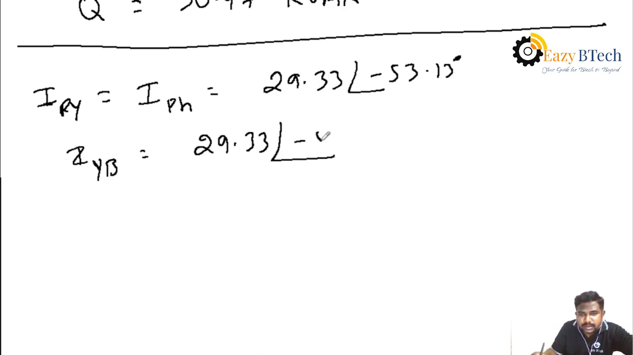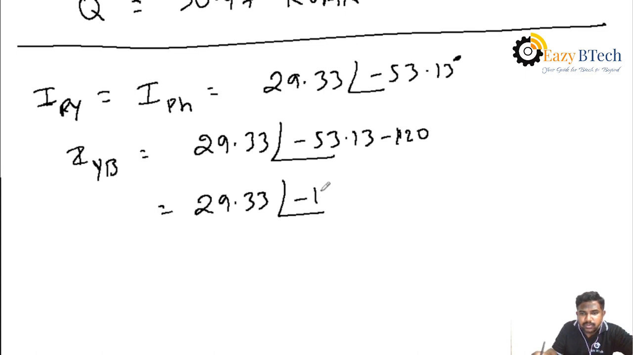That is, you can add minus 120 to the phase angle. That is 53.13 minus 120. What is the angle here? 29.33 at an angle of minus 173.13. That is, the phase difference between the currents is 120 degrees.